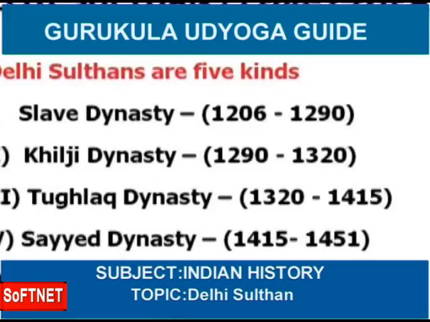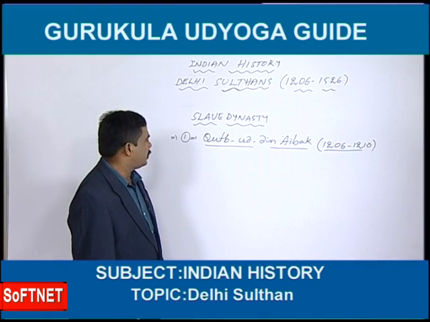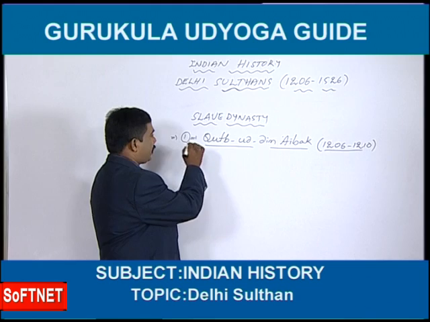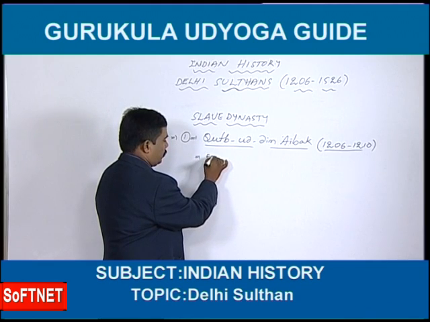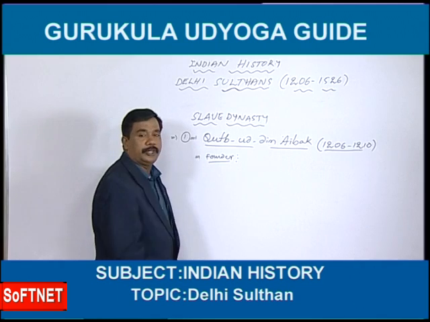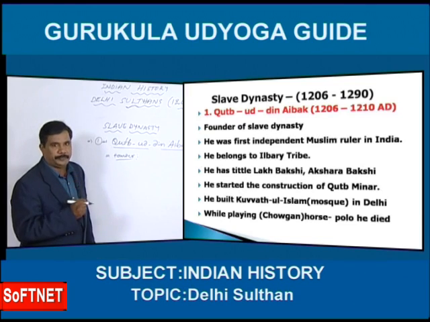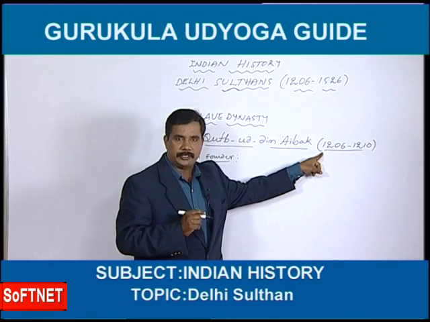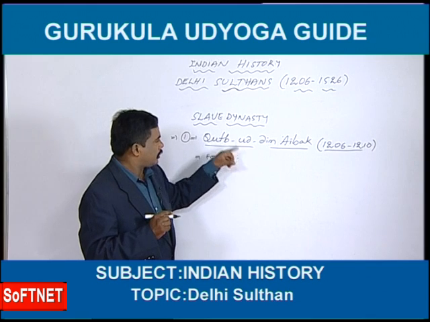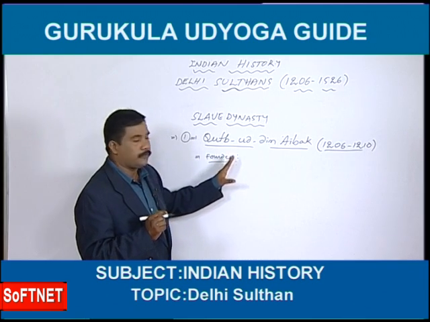We have to take them one by one, first the Slave dynasty. The Slave dynasty was founded by Qutbuddin Aibak. Who was Qutbuddin Aibak? He was the governor of Muhammad Ghori. Whenever Muhammad Ghori conquered areas of India, he appointed Qutbuddin Aibak as governor. Ghori died in 1206, and after Ghori's death, Aibak declared himself independent. That's why Qutbuddin Aibak is the founder of the Slave dynasty.